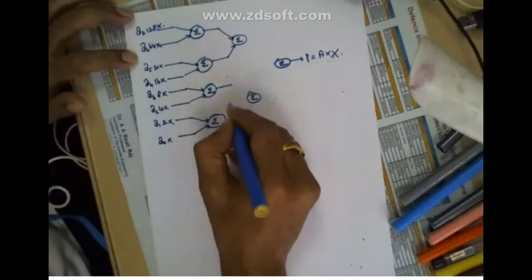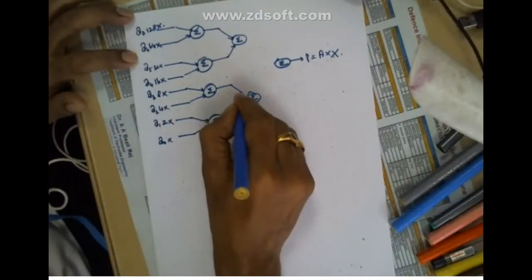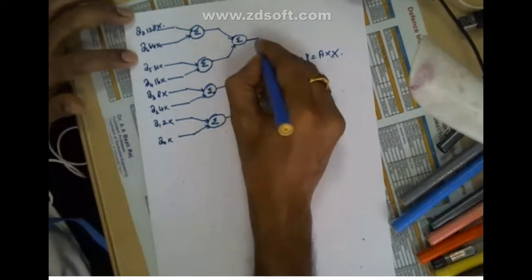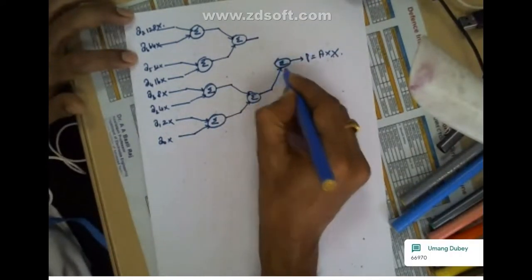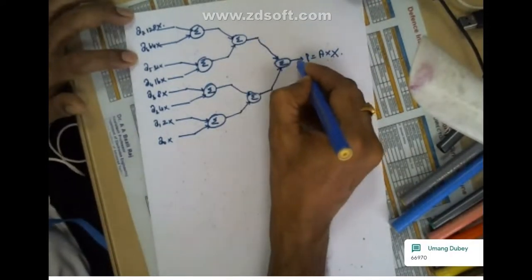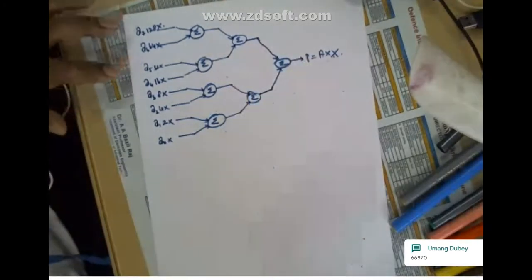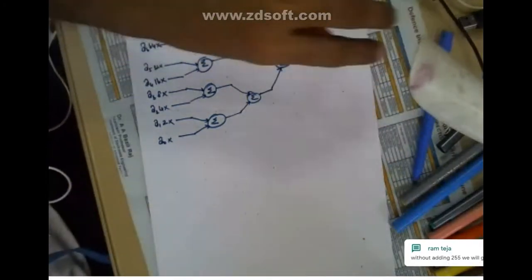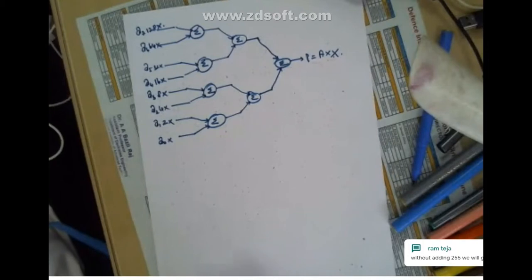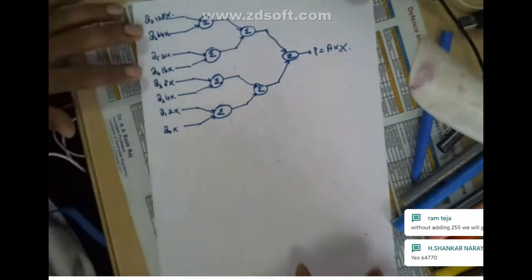This will go there. This will come here. This result will come here. Finally, P will come out. Let us understand this operation first.